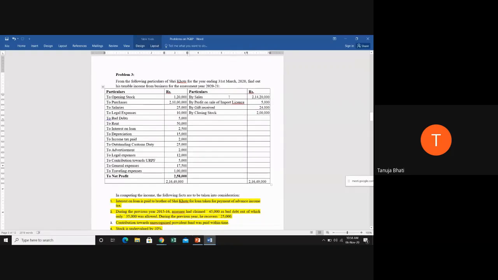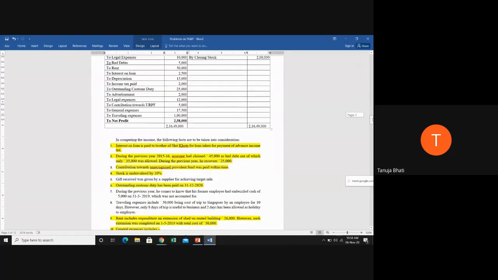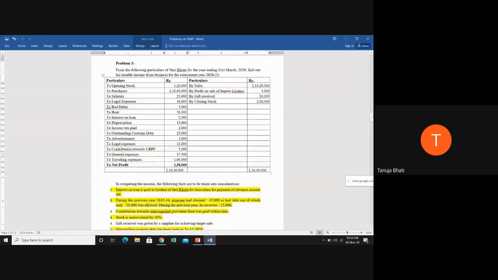By sales. Now sales, assuming it is a business sales, no information about sales is given. So sales is allowable. If it is allowable, there is no effect to be given. By profit on sale of import license. So this is a business related profit because it is on the sale of import license. This doesn't come under your house property, neither does it come under your income from other sources. And no information about this is given, so it is business income.